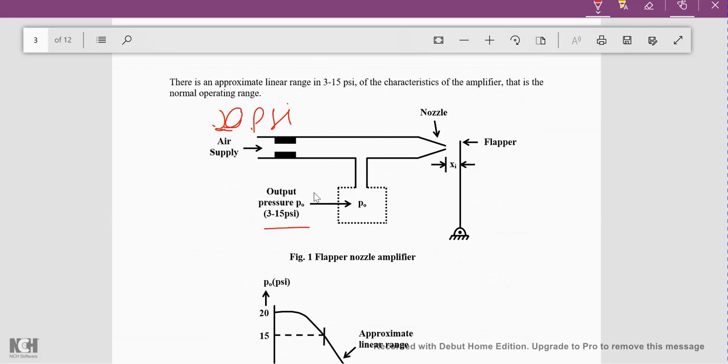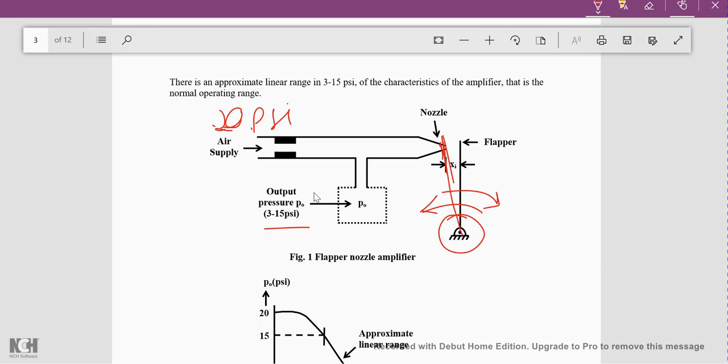Now to obtain the required output, we have to make use of a certain controlling mechanism. That controlling mechanism is obtained with the help of a flapper. Here is a flapper which is pivoted at a pivot point, so it is movable in this direction and in this direction with respect to that pivot point. Now, when this particular flapper is completely closed, with the help of this flapper the nozzle is completely closed here.